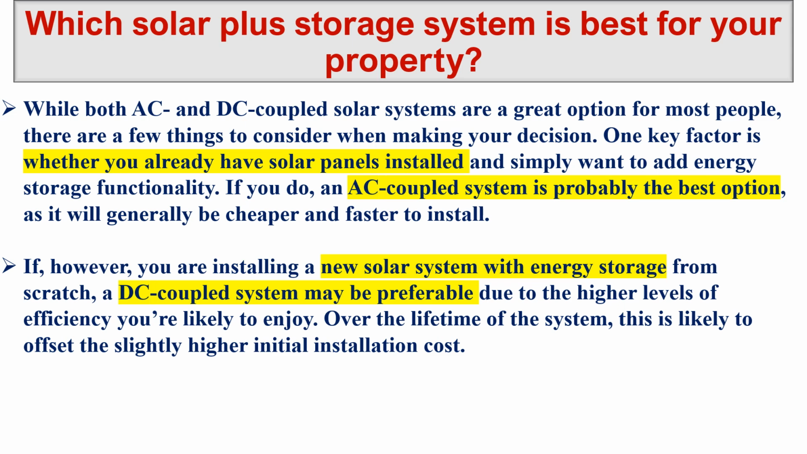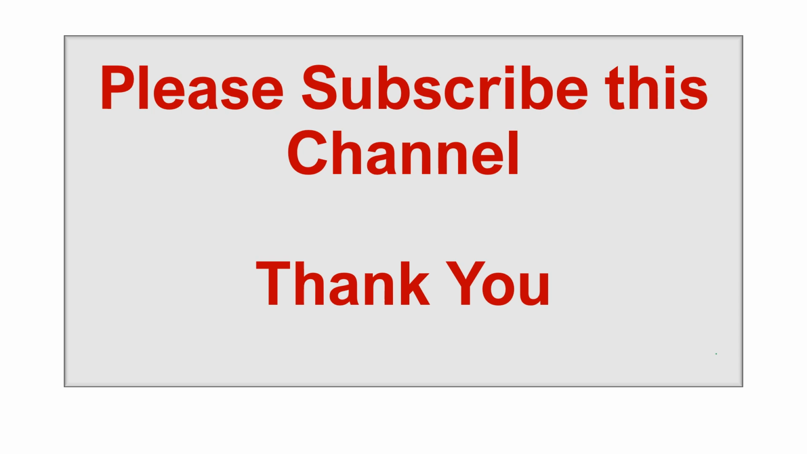Now, which solar plus storage system is more suitable? As I said, consider whether you already have solar panels installed. If you already have solar panels and an inverter, you are already running a kind of AC coupled system. Now you can easily install the hybrid inverter and the battery, so that your AC coupled system is fulfilled. But if you are going for a new installation, you can go for a DC coupled system. And if your daytime load demand is low, then you can go for a DC coupled system. That's all for this video.